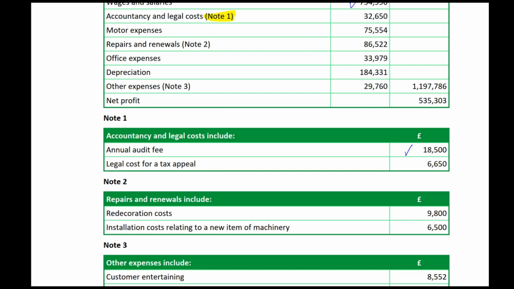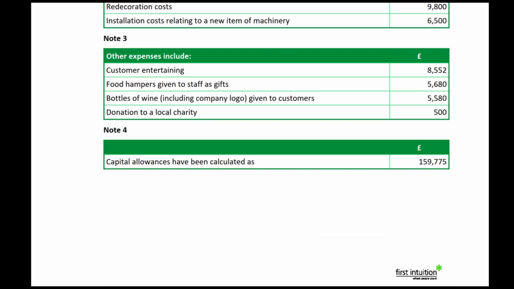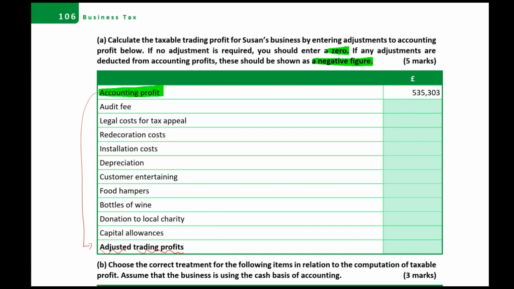So the cost of fighting HMRC to say, I don't want to pay tax, she then wants to use as an expense to pay less tax. It's not going to happen. So they're going to disallow any sort of cost associated with appealing against the tax that we need to pay. So that, I'm going to say, is not allowed. It's disallowable, is the other word for it, and it needs to be added back.